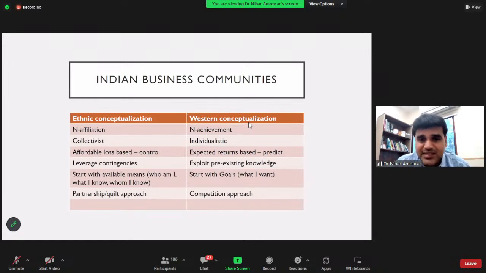Whereas in the West, entrepreneurship is a lonely endeavor. It is very much individualistic. It is about one person making the difference, right?